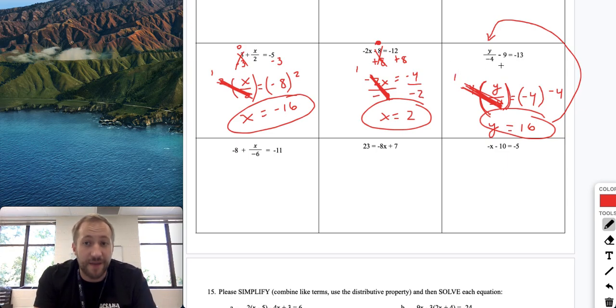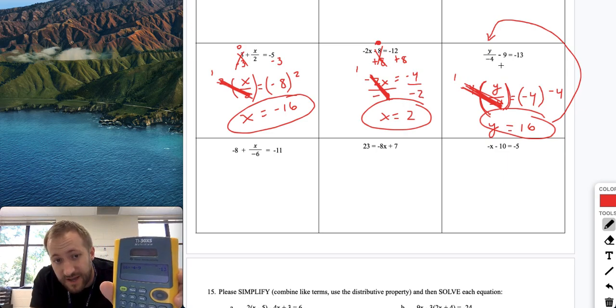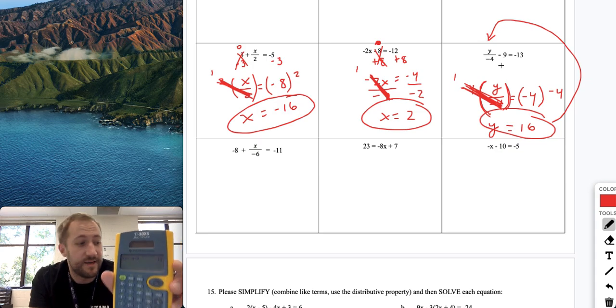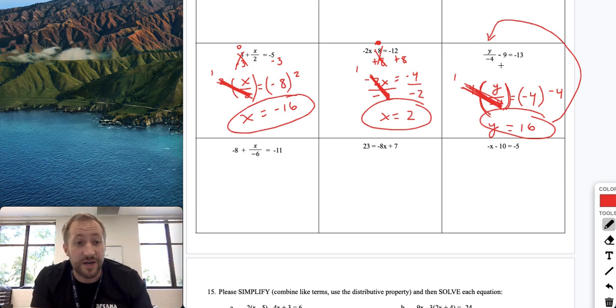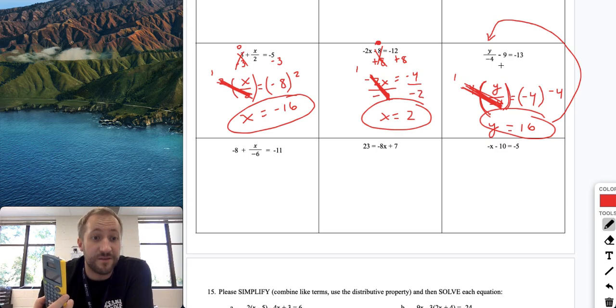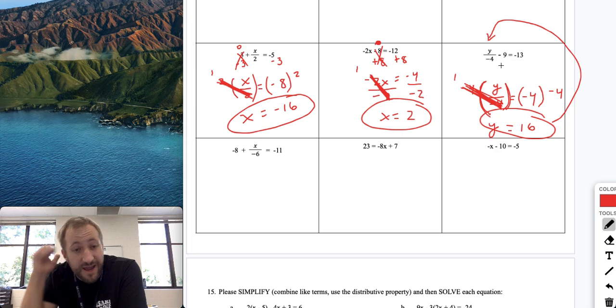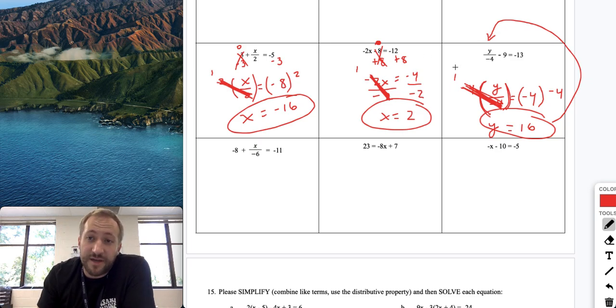In my calculator, I'm going to use 16 for y divided by negative 4 minus 9, and I get negative 13. Wow, 16 divided by negative 4 minus 9 equals negative 13. You don't have to use PEMDAS whenever you're putting this in your calculator because every calculator already comes equipped with the order of operations. So you don't have to think about that. I'm just going to put it straight in there as it was written, and I should get negative 13.